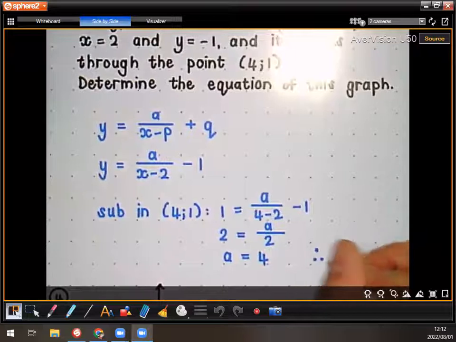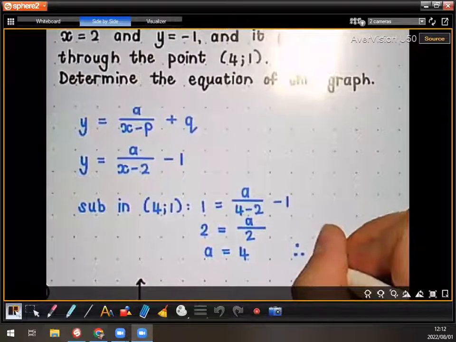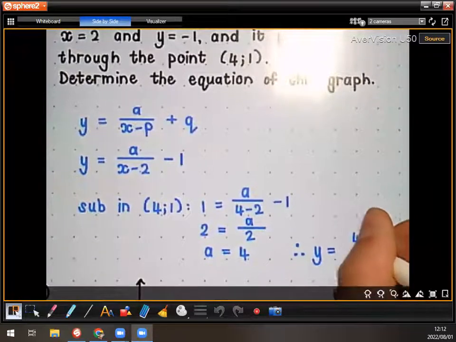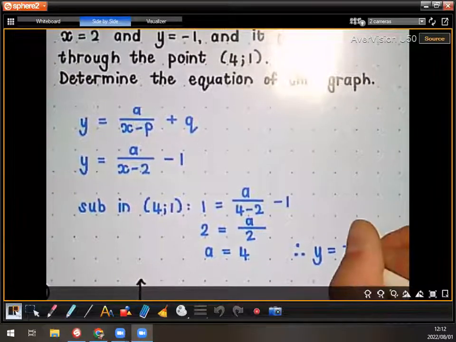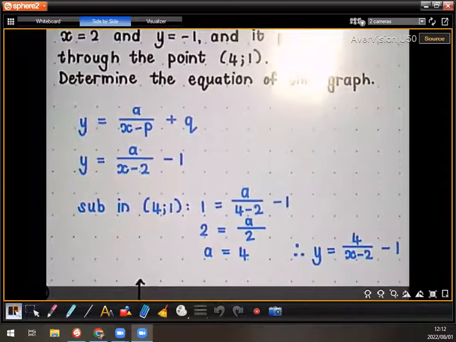Therefore, sorry, I'm just writing it here on the side because I'm running out of space at the bottom. The equation is y equals 4 over x minus 2, minus 1. If you know your work, if you know the actual theory, you know the form, you know what goes where in the form. These types of things.